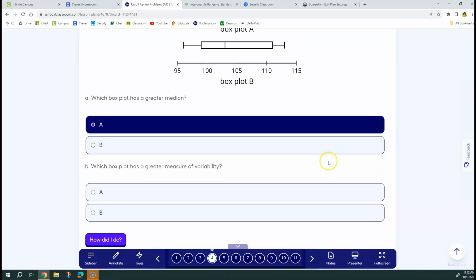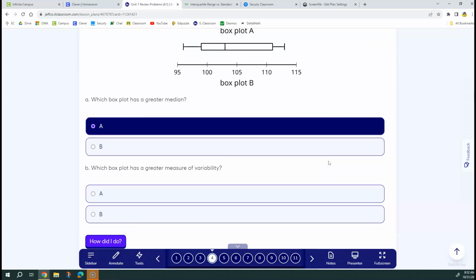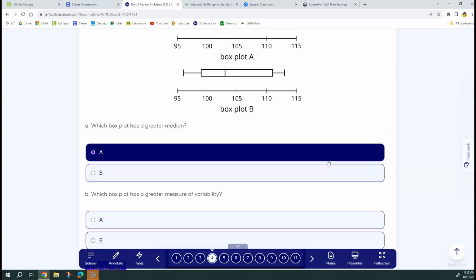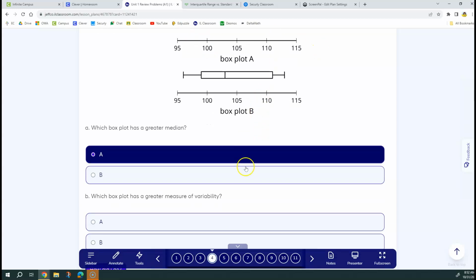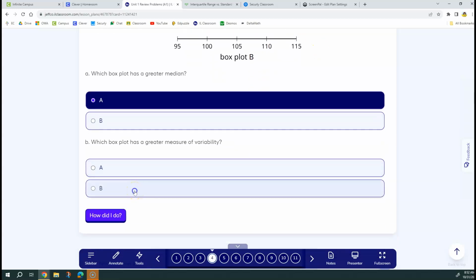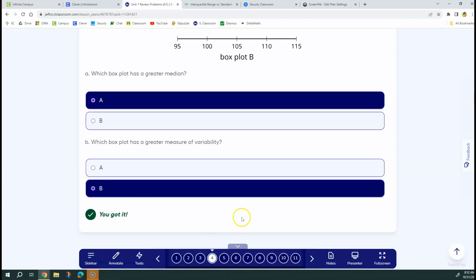Okay. Which box plot has a greater measure of variability? So what we would do is figure out which one has more of a range from beginning to end, and that is box plot B. There you go.